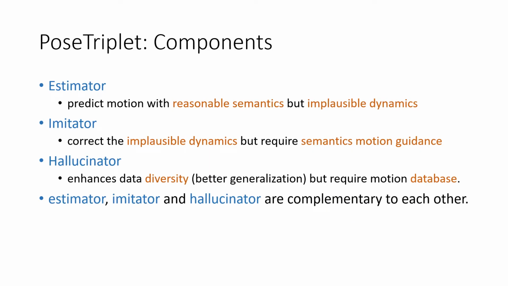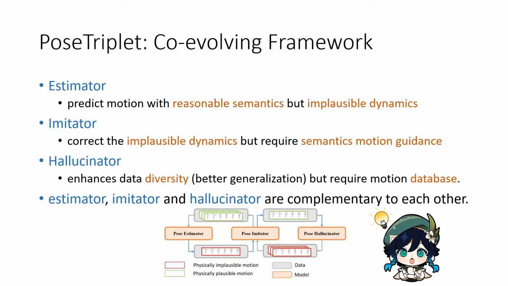In summary, the Estimator can predict motion with reasonable semantics but implausible dynamics. The Imitator can correct the implausible dynamics but requires semantic motion guidance. The Hallucinator can enhance data diversity and thus give better generalization, but requires a motion database. This shows that the Estimator, Imitator, and Hallucinator are complementary to each other. Therefore, we propose PoseTriplet to utilize the advantages of all three.